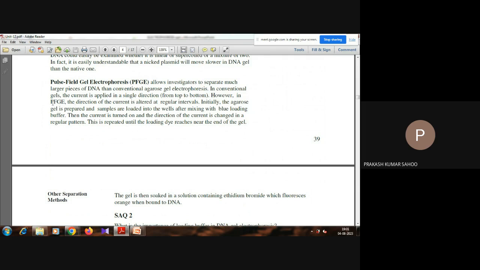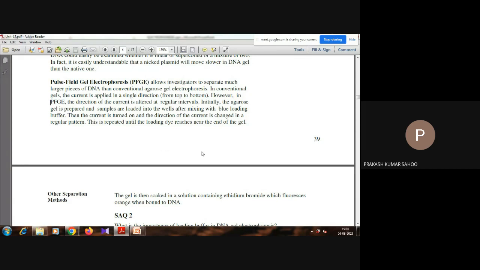Yes, this is a very interesting concept, that here the current is altered. That is, anode and cathode get altered, or AC or DC altered. So initially the agarose gel is prepared and samples are loaded into the well. After mixing with the blue loading buffer, the current is turned on and the direction of the current is changed in a regular pattern. This is repeated until the loading dye reaches near the end of the gel.